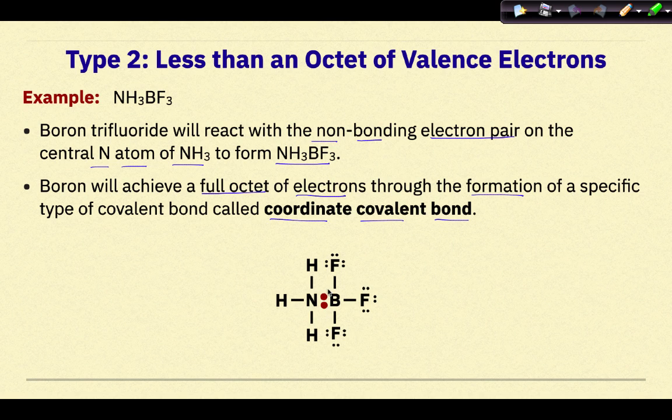So this lone pair right here is shared with the boron. So the boron will now have its full octet, 2, 4, 6, 8, because it's sharing this lone pair with the nitrogen, because now the nitrogen also has its full octet, 2, 4, 6, 8. So this sharing of these electrons from this non-bonding electron pair between the nitrogen and the boron is a very specific type of bond called a coordinate covalent bond.